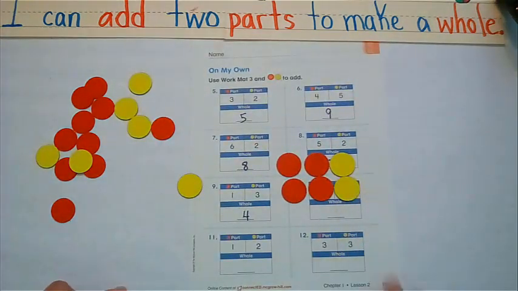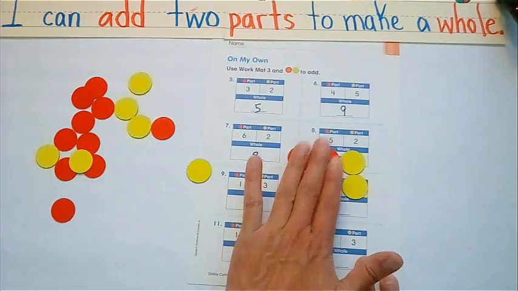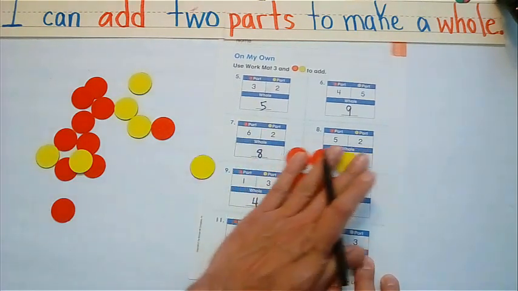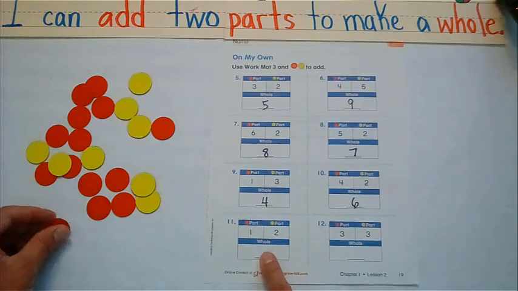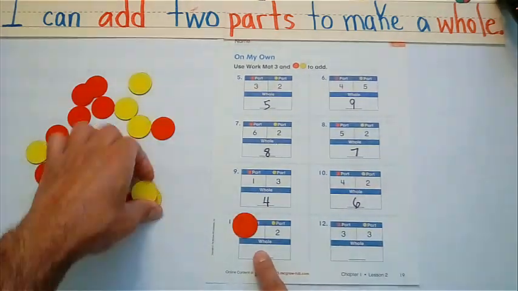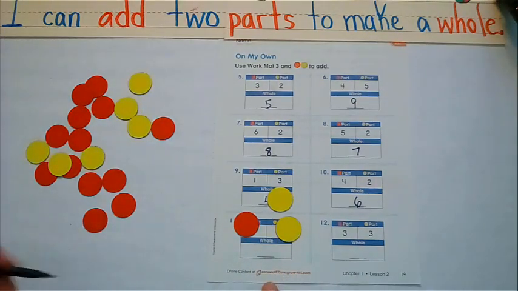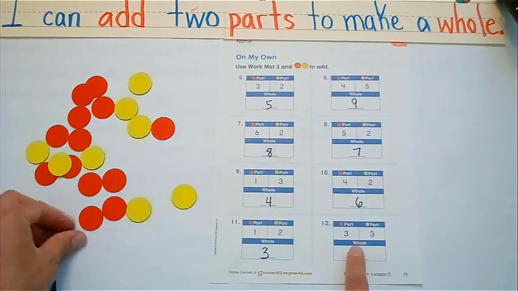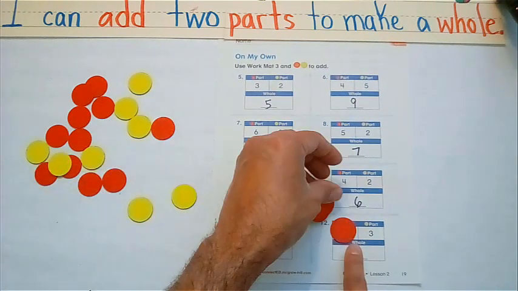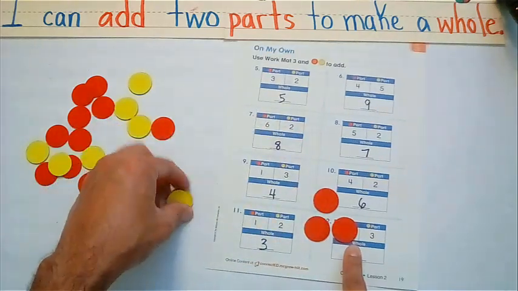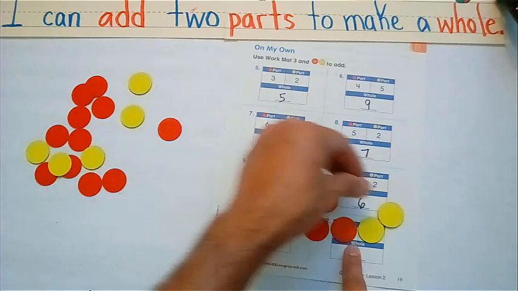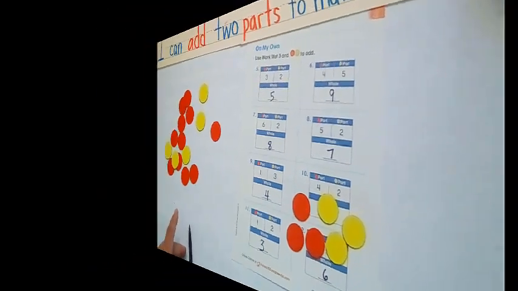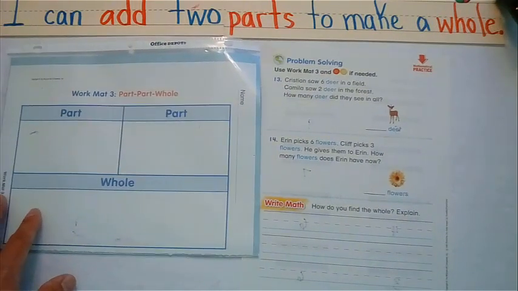So let's count those. Let's see what the whole is. Ready? 4, 5, 6. So 6 is the whole. Fantastic. Now I have 1 part right here and 2 parts right here. What does that make? That's right, it makes 3. That was pretty easy. Okay, so now I have this one right here. So I have 3 parts and 3 more parts. What does that make? That's right, it makes 6. Fantastic. Okay, so I'm going to use my work mat to solve this problem.